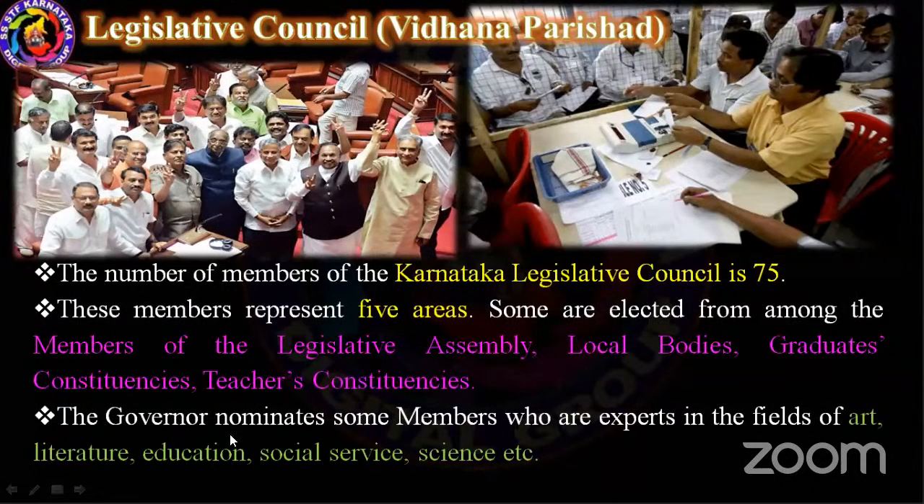Next, the governor nominates some members who are experts in the fields of arts, literature, education, social service, and science. 64 are elected through the legislative assembly members, local bodies and others, and the remaining 11 are nominated by the governor. These are those who give contribution to art, literature, education, social service, and science.